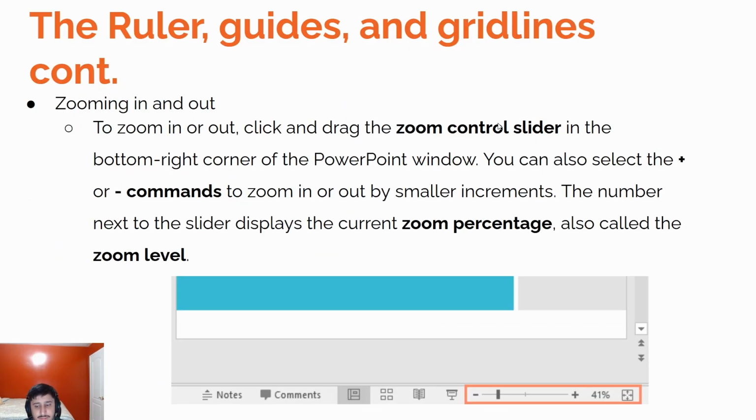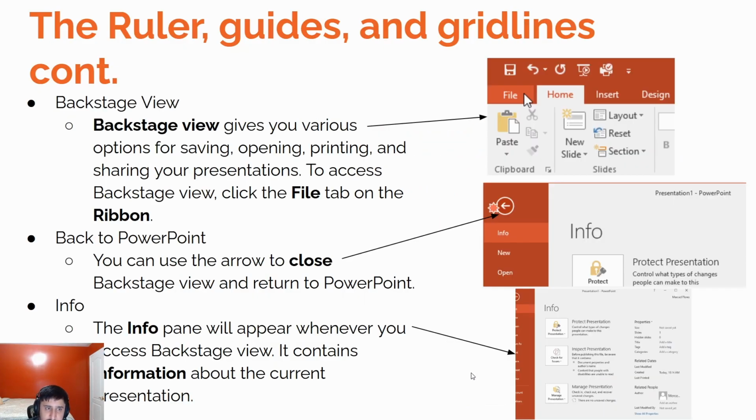Then of course, to zoom in and out, as we mentioned, we can click and drag the zoom control slider, or we can press the plus or minus commands to zoom in or out in smaller increments. And the number next to the slider displays the current zoom percentage, also what we call the zoom level.